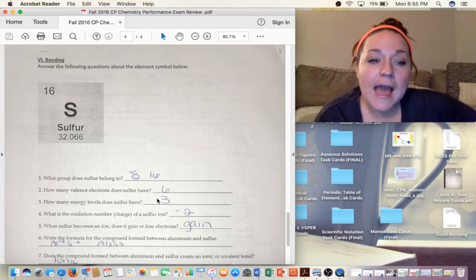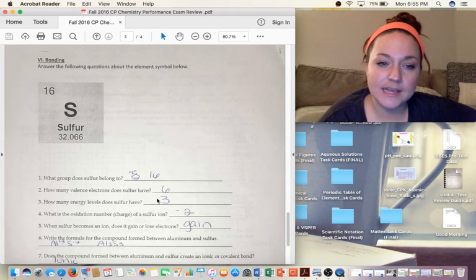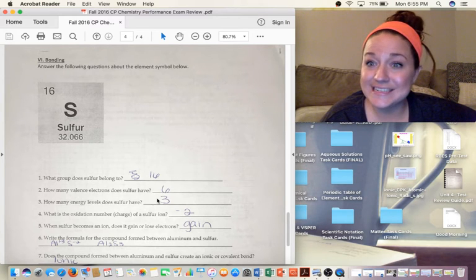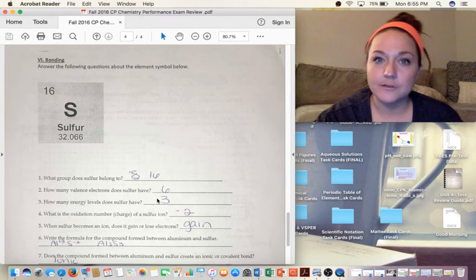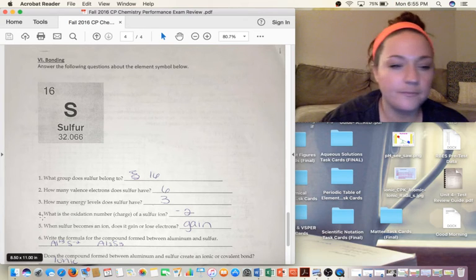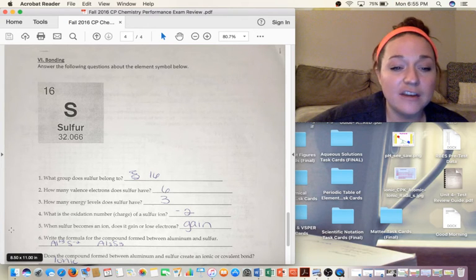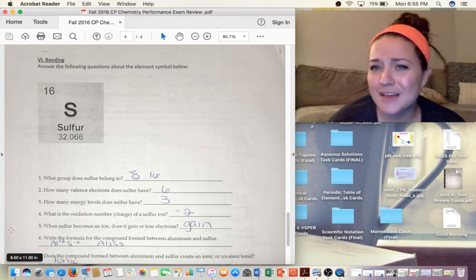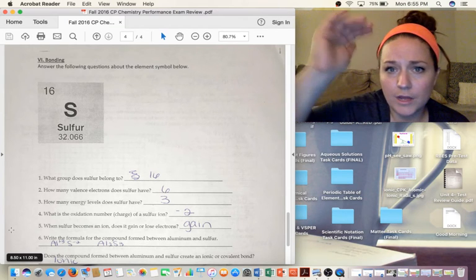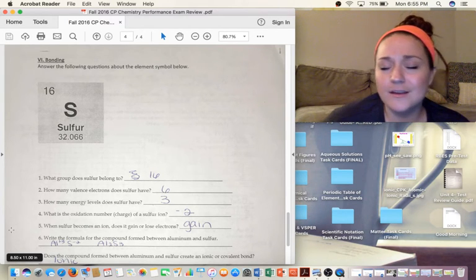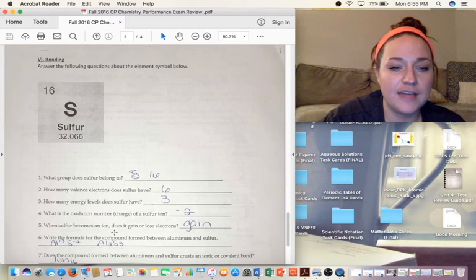So how many valence electrons does sulfur have? It has 6 valence electrons. It's in group 16. That's fine. How many energy levels does sulfur have? Remember to count your periods. So literally it's in the 1, 2, 3rd period down. So that means that he's going to have the 3rd energy level.